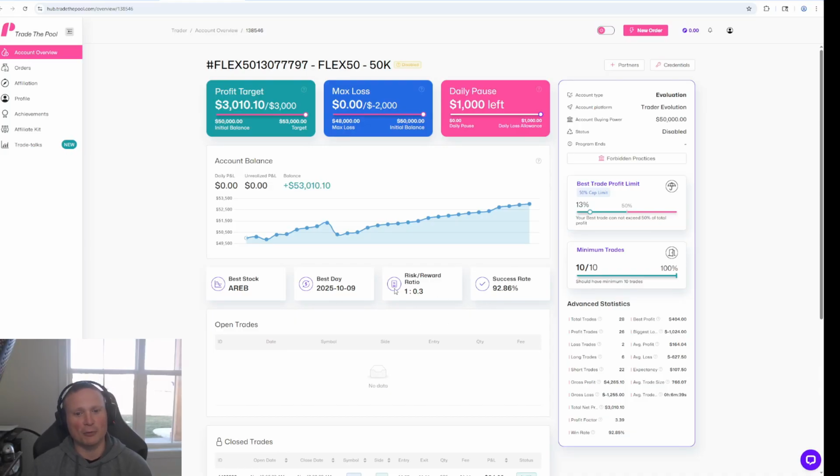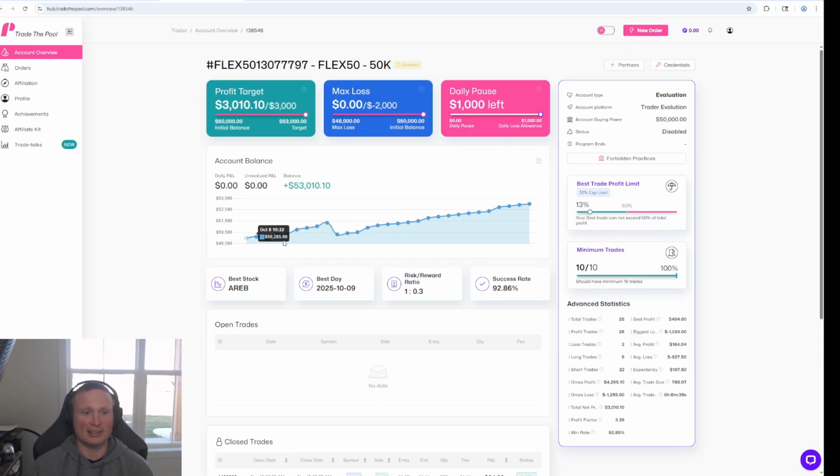The risk reward ratio is 1 to 0.3, but risk reward ratio has to go hand in hand with the success rate for whatever your strategy is. My strategy has a very high success rate, but the losers can be bigger than the winners. And that's why you could see that even with this risk reward ratio, with an almost 93% win rate on the account, I was able to pass this thing pretty easily.